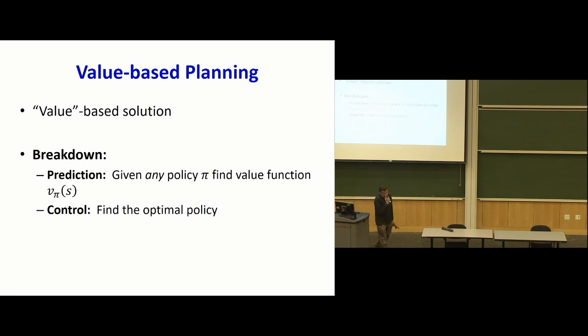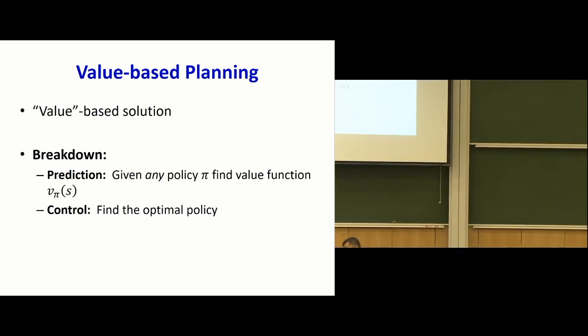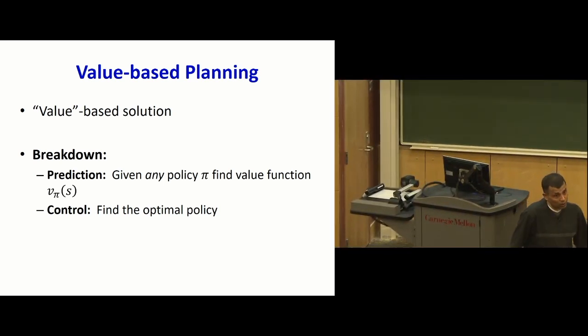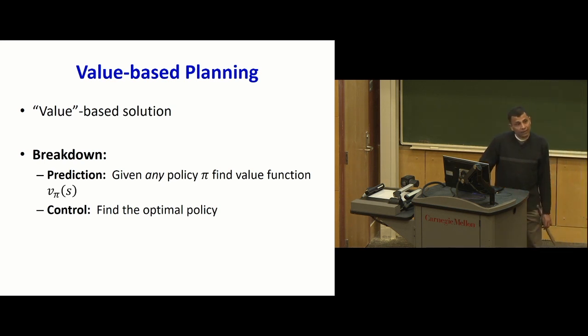In the value-based solution, again, there are going to be two steps. The first step is what we will call prediction, where if I give you any policy, you must find the value of every state under that policy. This is the problem of prediction. I give you everything and I give you the policy, what is the value of each state? And then the second one is control. If I know how to find the value for every state, how do I find the optimal policy, right? So control is finding the best policy, prediction is finding the value of every state given any policy.